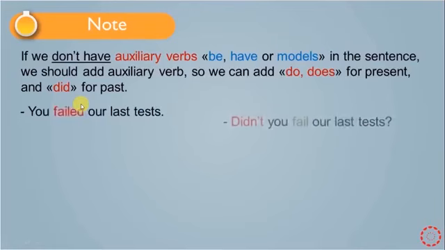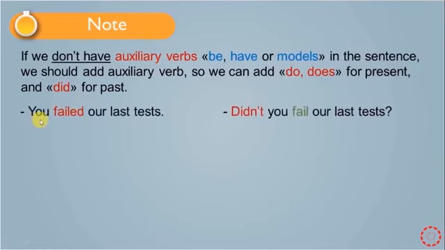Look at this example. In this example, you failed our last test. We don't have auxiliary verb. It means we don't have verb to be, verb to have, and modals. We have main verb here, which is failed. That's why we have to add the auxiliary. Here we add didn't because we have the past tense here, failed. We say, didn't you fail our last test?